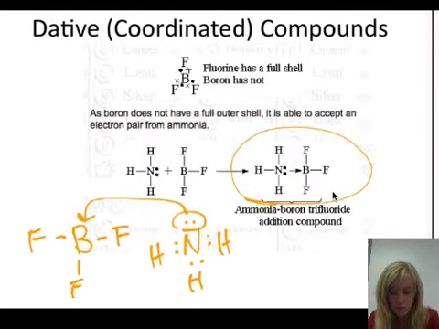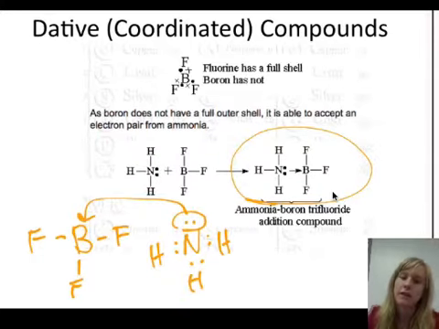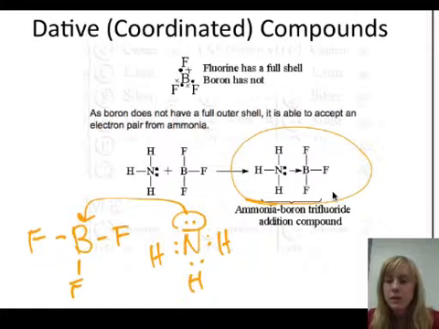Boron in this state by itself with BF3 is not very stable because it has that empty spot where it doesn't have the full octet. So this is going to form so that it's much more stable.